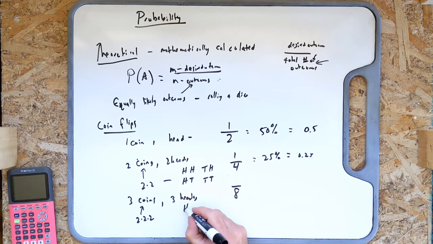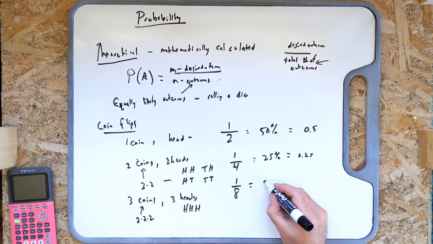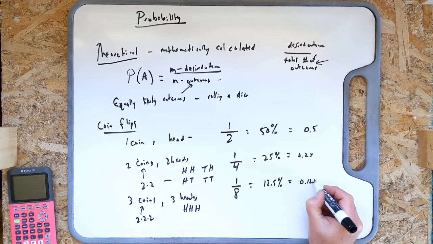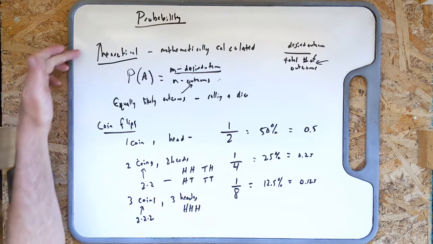And what is the probability of getting heads? There's only one way to do that. It's head, head, head. So one way to do that. So that's 1/8, which is 12.5%, or 0.125. Again, this is not done through experimentation. It's just numerically understanding a coin and calculating a probability from that.